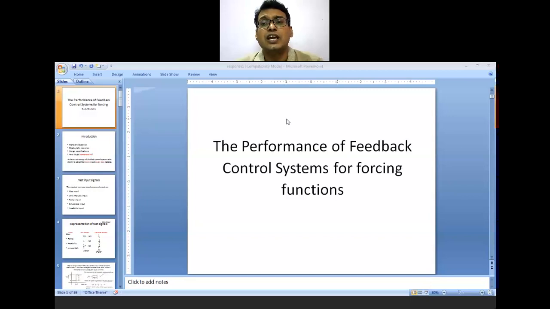First we will see what the different forcing functions are, then what the input is for that forcing function, what the output will be for that forcing function, and what the response of the first order system is due to this forcing function. Forcing functions are nothing but the input that is provided to the system.